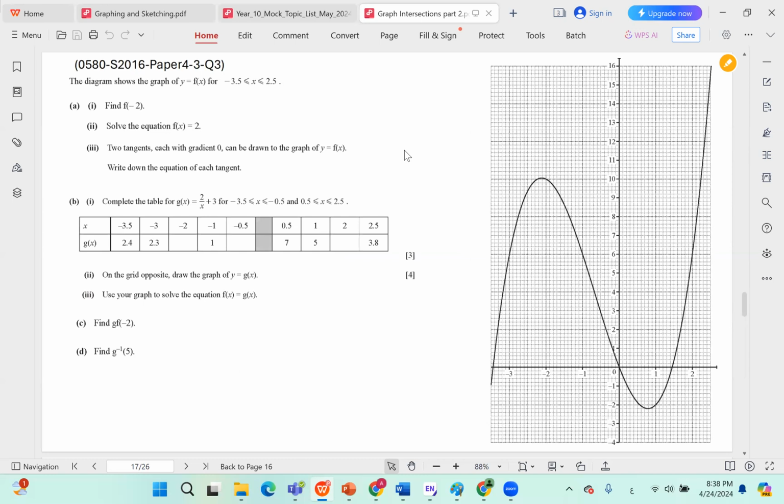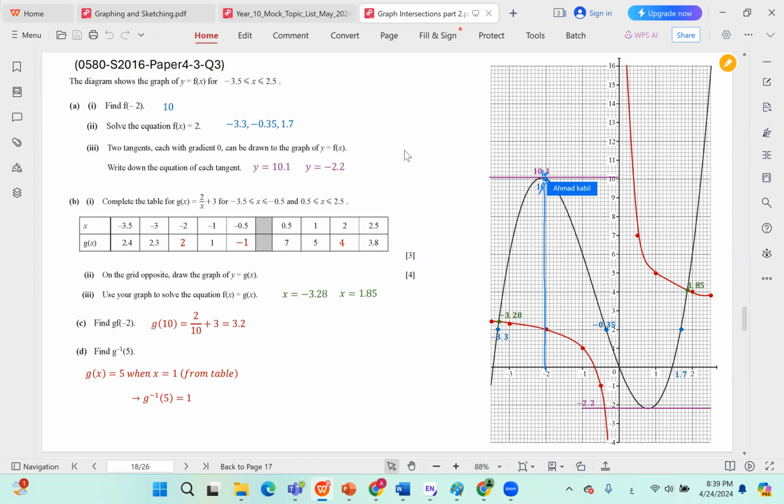Again, this question is a little bit different than what we did before. The diagram shows the graph of y equals f(x). Find f(-2). So f(-2) on the graph is the y value for when x is -2. So we go up here and we get the y value. And this is what I did here. The y value is exactly at 10. It's not the maximum. It's slightly to the right of the maximum. So the y value is 10, and that's why I wrote 10 in (i).